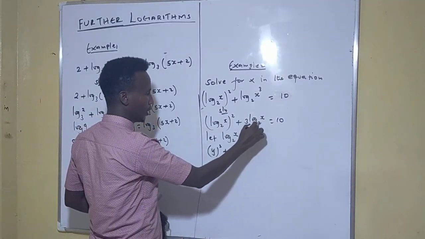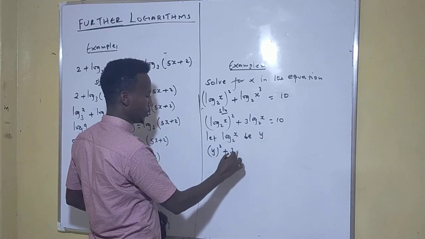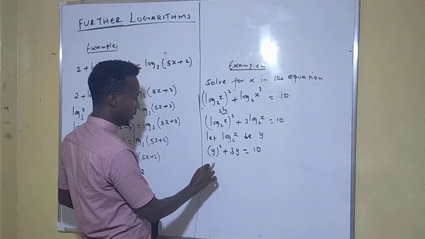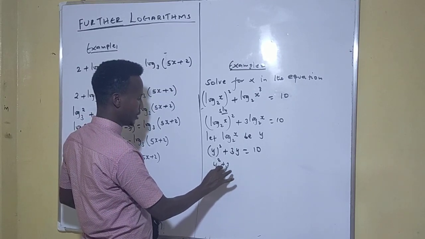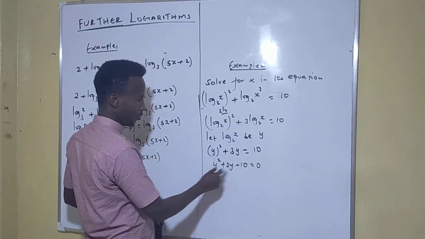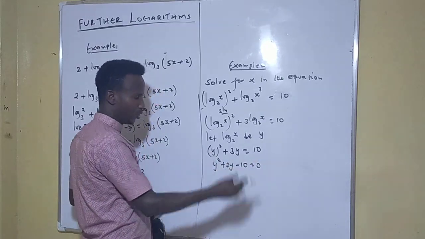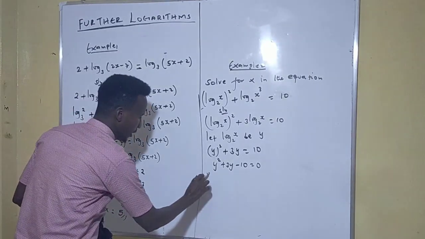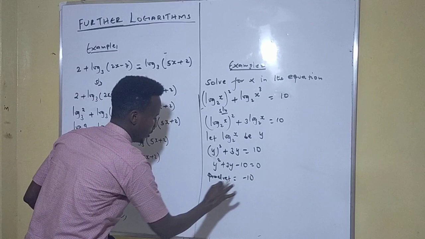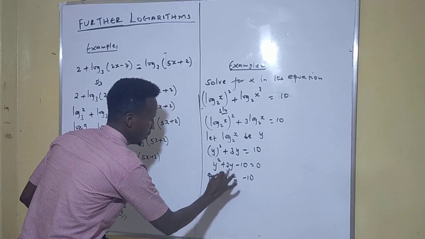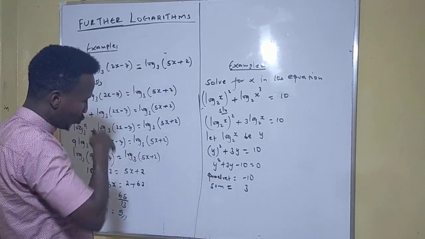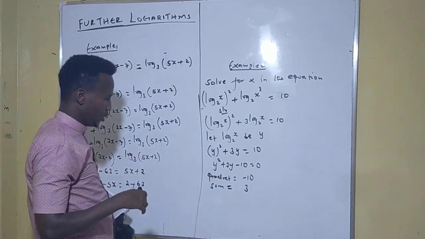Plus 3 times what? 3 times y, because log base 2 of x is y. So this will be 3y is equal to 10. So this can be written as y squared plus 3y minus 10 is equal to 0. Quadratic equation, just take this side and equate to 0. So let's use product and sum. Product is negative 10, and our sum is 3. I think you have learned that one. So now those two numbers are 5 and negative 2.